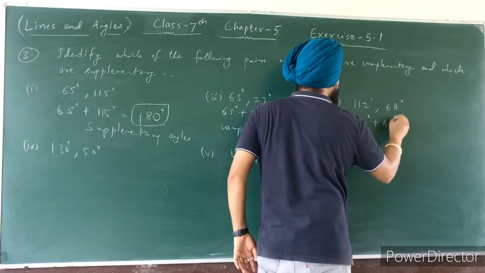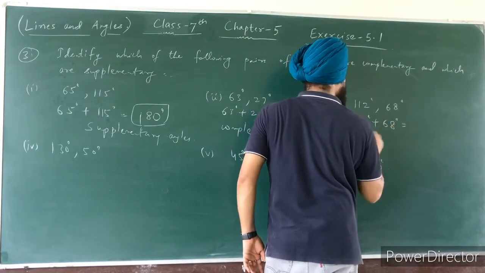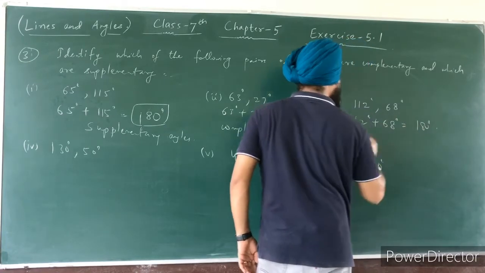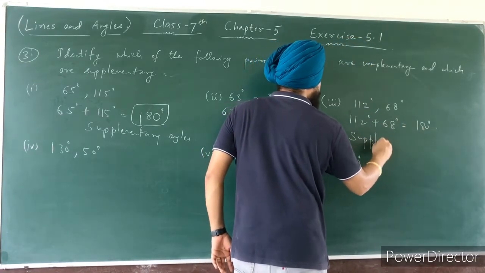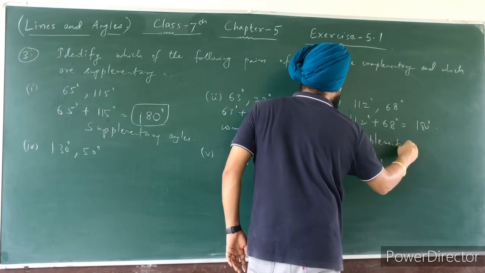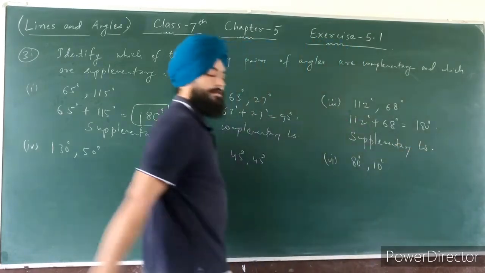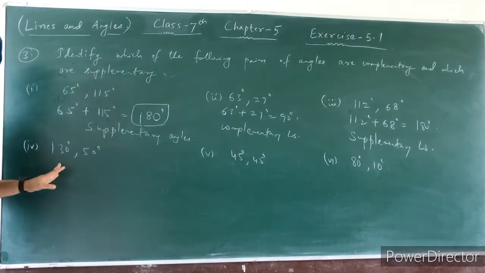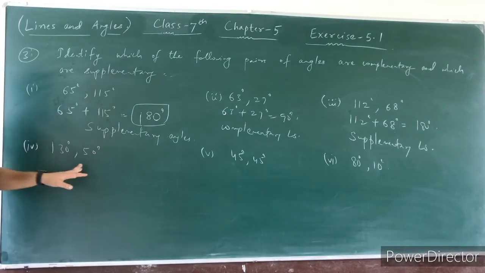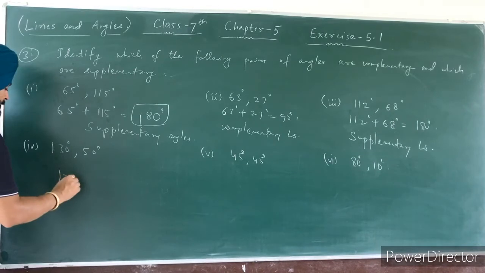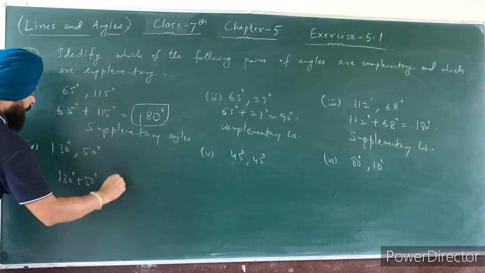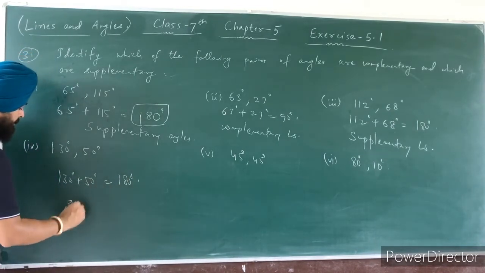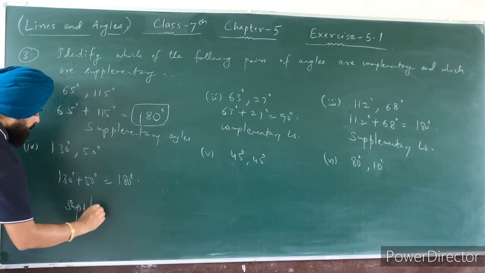The third one is the first angle is 112 degrees and the second one is 68. When you add these angles, we get how much? It is 180 degrees. Therefore, it is what? Supplementary angles. The next, fourth one is the first angle is 130 degrees and the second one is 50. So 130 plus 50, how much? It is again 180. Therefore, supplementary angle.